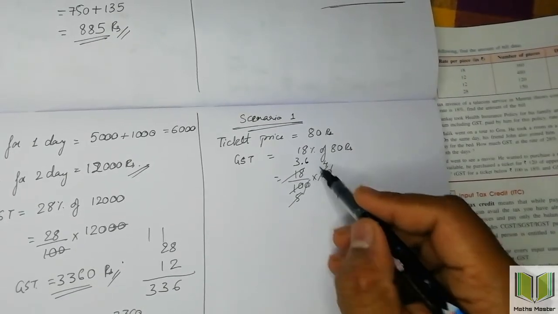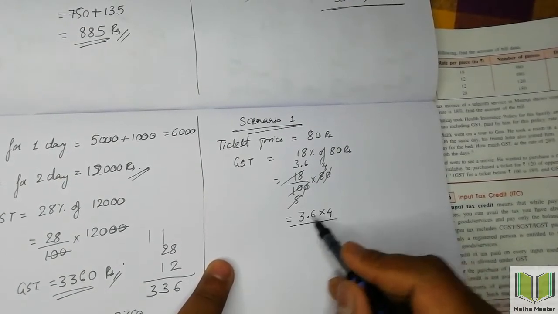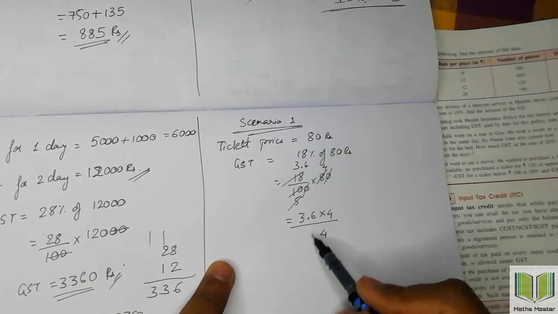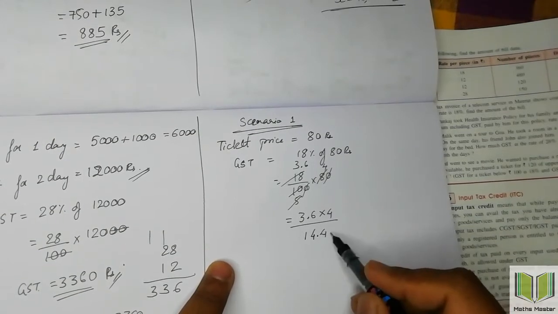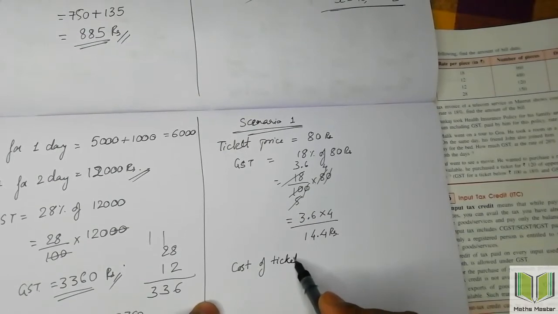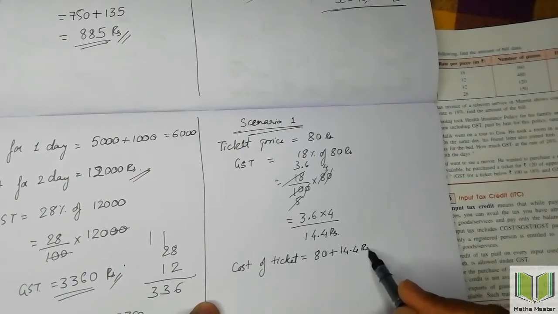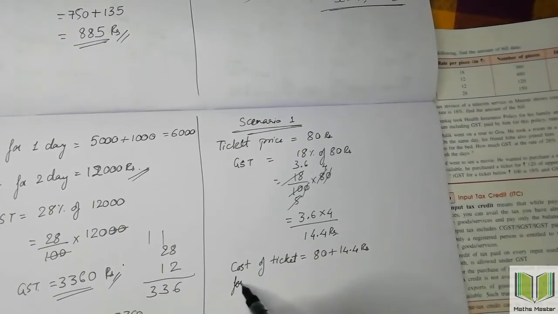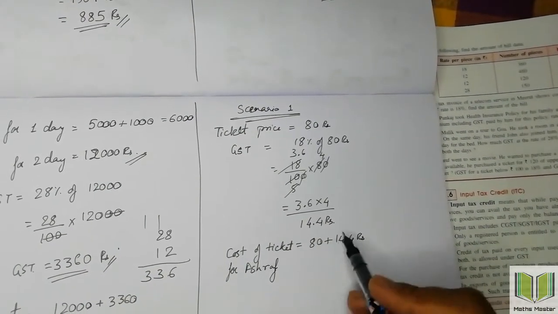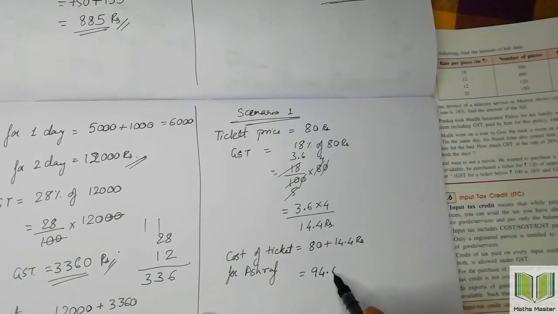3, 3 remains 6. 3.6 into 4. So 3.6 into 4. 4 times 6 will be equal to 24. 4 times 3 will be equal to 12. 12 plus 2, 14. 14.4 rupees will be the GST. Cost of ticket would have been equal to 80 plus GST, which is 14.4 rupees. Cost of ticket for Ashraf would have been equal to 80 plus 14.4 rupees, which is equal to 94.4 rupees.